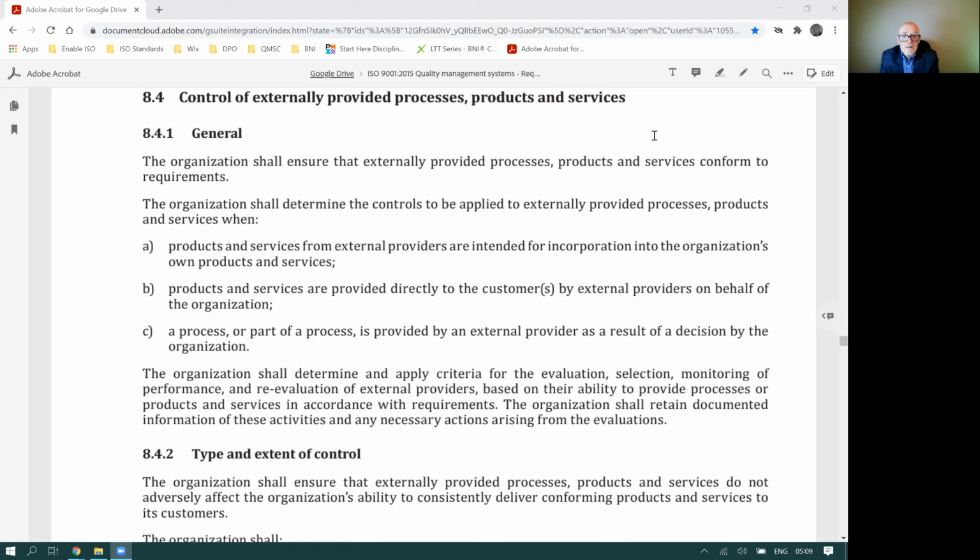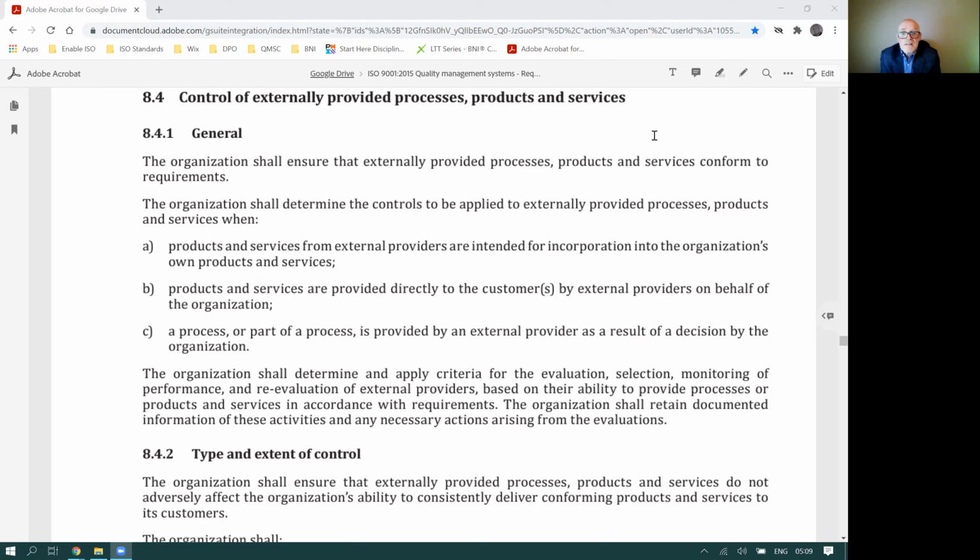The first subclause: the organization shall ensure that externally provided processes, products and services conform to requirements. So in many cases that can be quite straightforward, but you've got to keep in mind your own set of requirements. There could be very specific and unique requirements for products and services supplied by external providers. So that just has to be borne in mind.